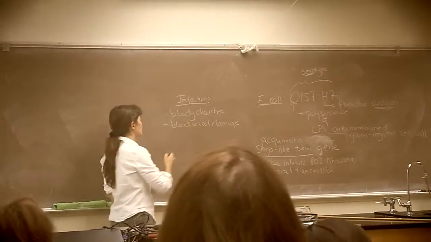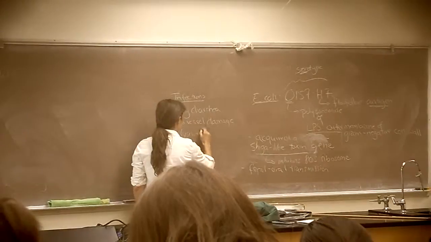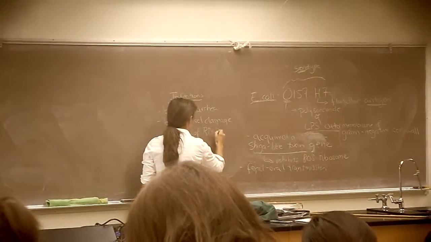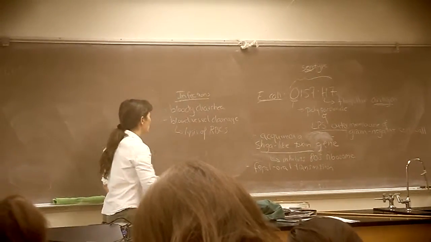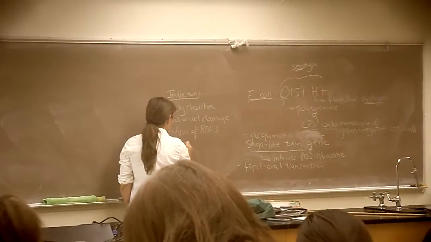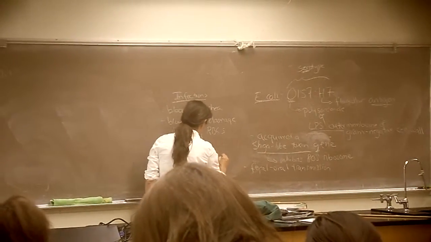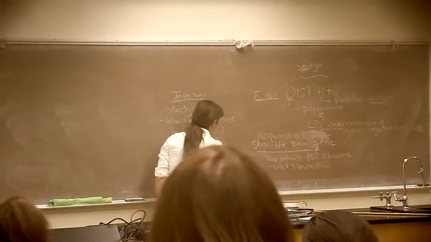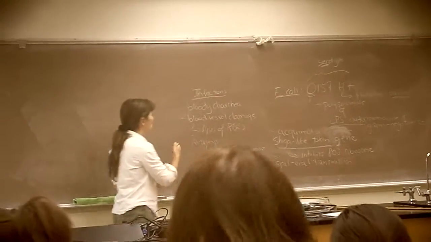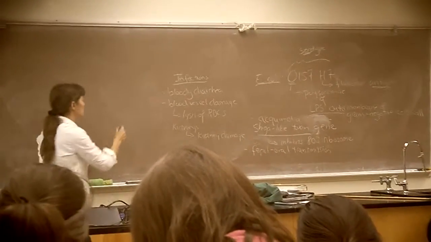The blood vessel damage can eventually cause lysis of red blood cells or erythrocytes. The toxin can circulate to the kidneys and cause kidney damage. So it is a small percentage of people that get colonized, but this can be life-threatening.